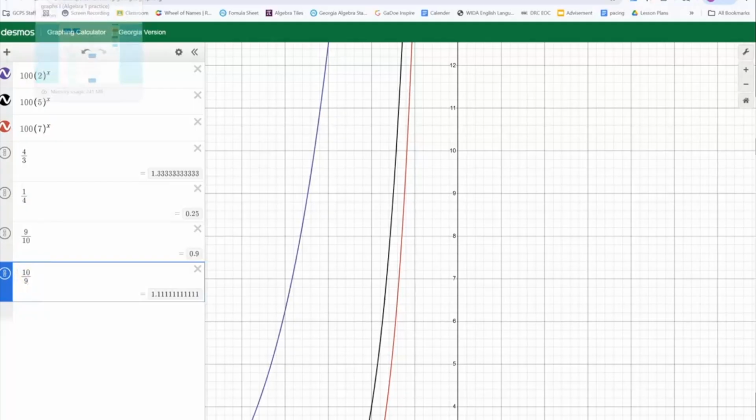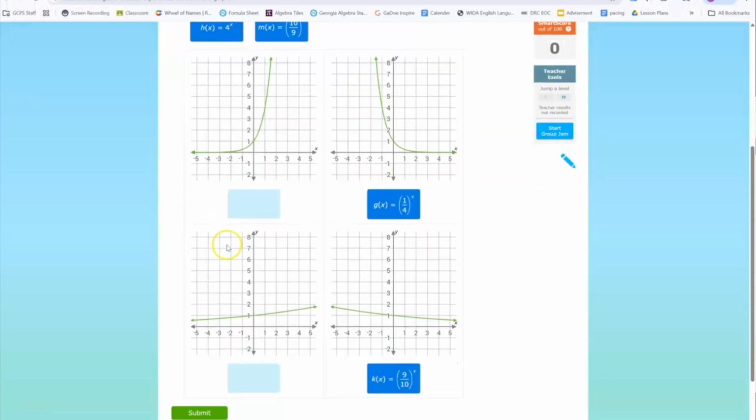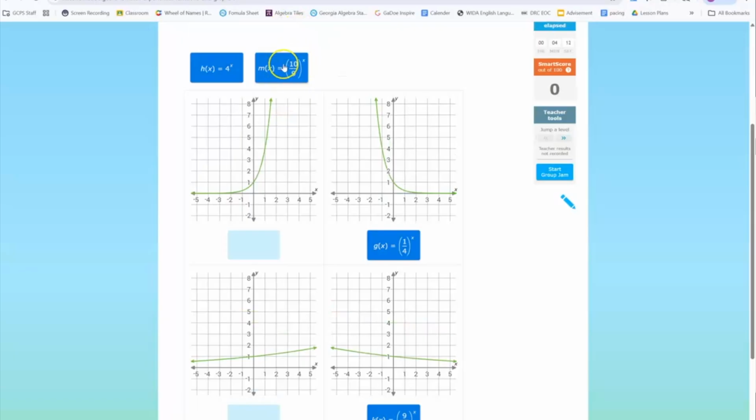So again, I don't have to use Desmos, but if you're completely lost as to what I'm doing, you can just put it in Desmos and then just go from there. So I know this is very close to 1, so that's going to be my small one. This one is 4, so it's going to be my big one.